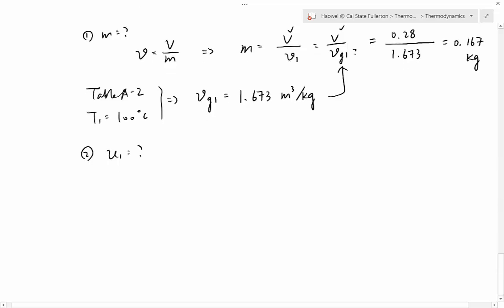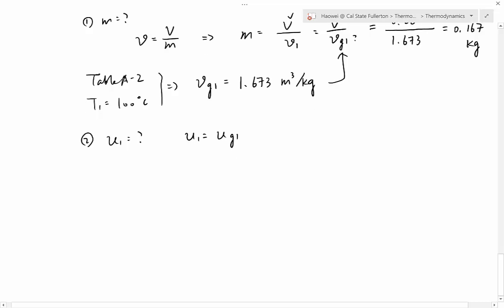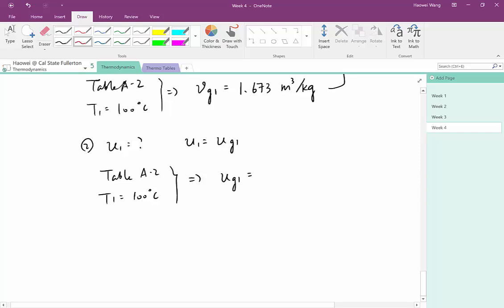How do we look for U1? We know U1, point number 1, is just point G. So essentially you're just looking for UG at number 1. How do you look for UG? Very good. Same table, Table A2. You still start from temperature T1, 100 Celsius, and this time you look for UG. We call it UG1. Alright, let's go to the table.